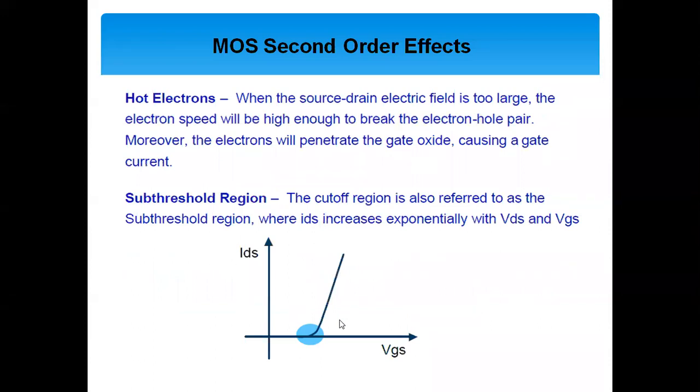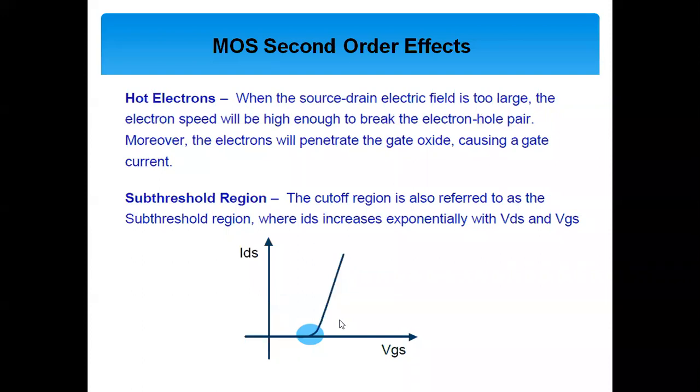Okay. Now the last two MOS second order effects are, first, the hot electron effect, and last, the subthreshold region. Now what is this hot electron effect? When the source-drain electric field is too large, the electron speed will be high enough to break the electron hole pair. Whatever drain to source voltage VDS you are applying, the electric field is similar to that voltage. So if this VDS is too large, the electron speed will be high enough to break the electron hole pair.